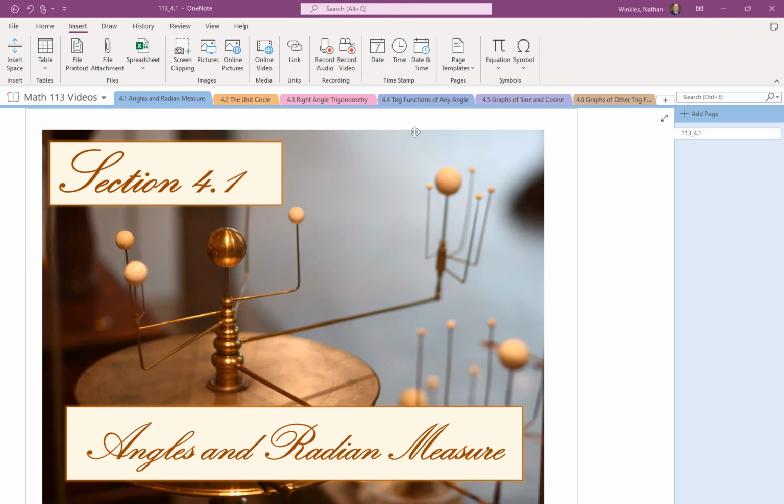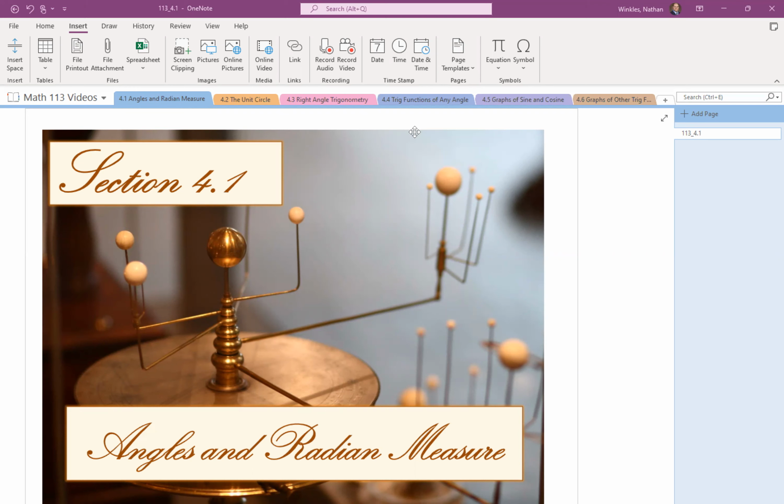All right, so now we're going to talk about angles and radian measure. These are slides from the textbook where this was in section 4.1. These are the same slides that I use in my on-campus class and everything.